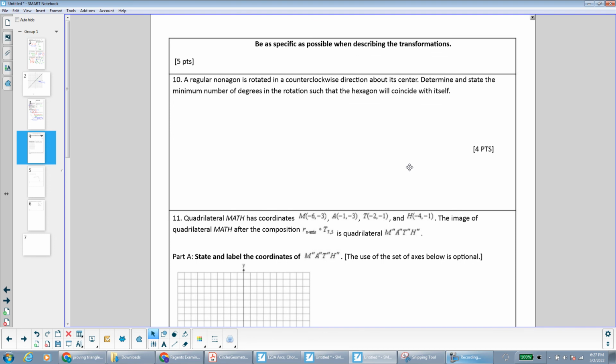Okay, next one, really, really simple. Nonagon. So we have 360 over 9, and that's 40 degrees.